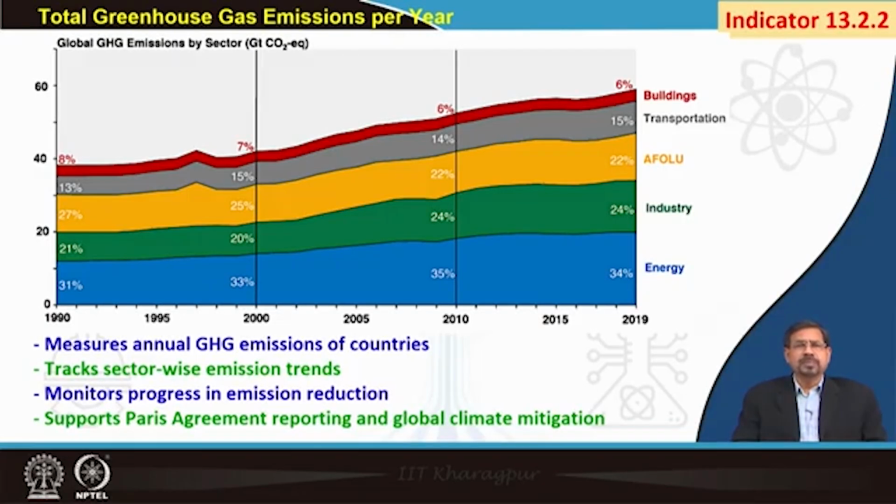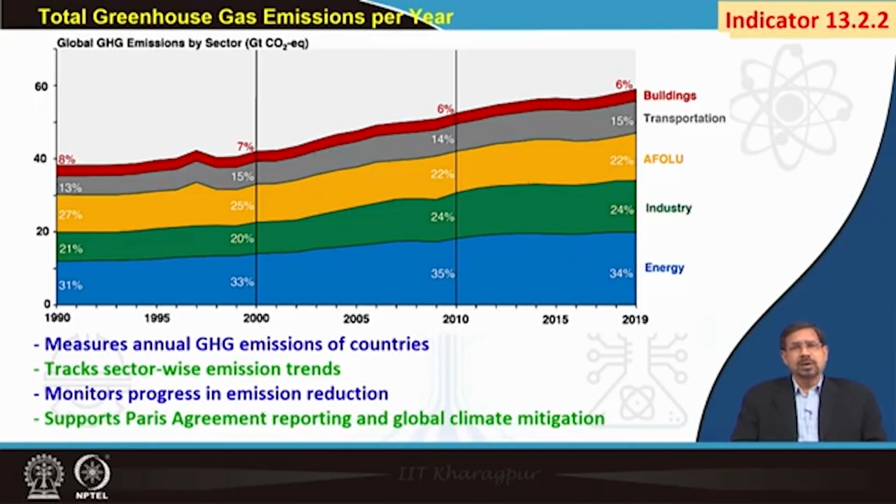So, in this way, we see the various sectors which are contributing a lot. Over the last 3 decades, between 1990 and 2019, the energy sector's carbon dioxide equivalent emission has gone from 31% to 34%. During 2010 it was 35%, but in 2019 it became 34%. So, it is good, a minor decline in the contribution of greenhouse gas emission from the energy sector.